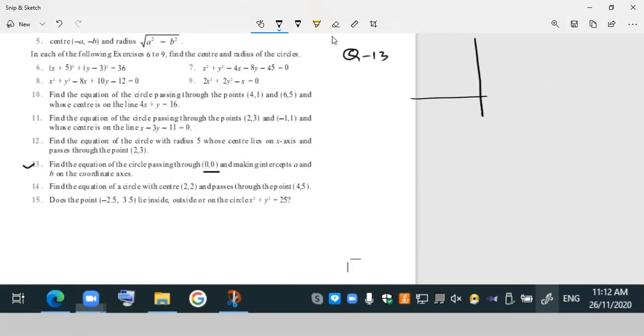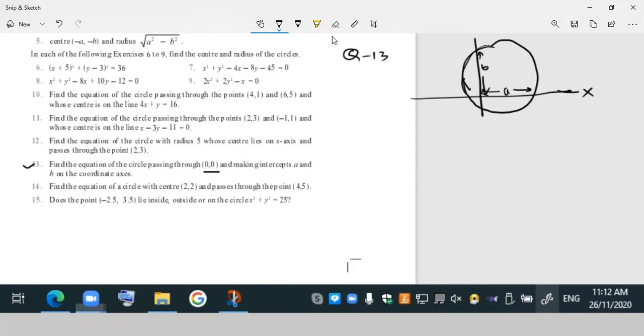This is the y-axis, this is the x-axis, and the circle is making intercepts on the x and y axes. That means the circle will pass through the y-axis and x-axis like this. It is making an intercept on the x-axis as A and an intercept on the y-axis as B. This is the intercept on the y-axis.